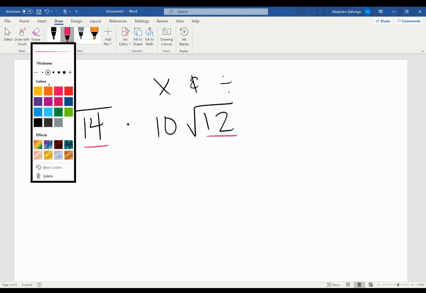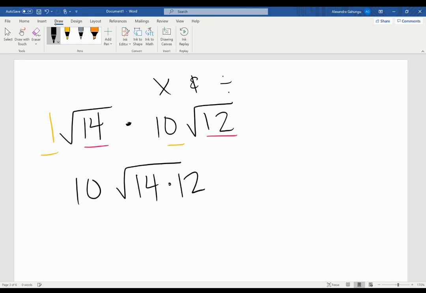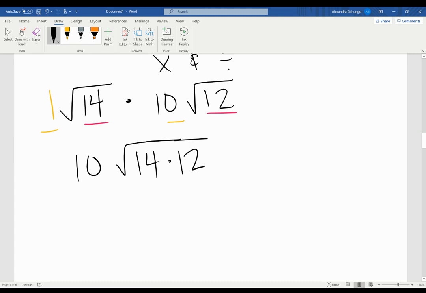And it's kind of like having a coefficient here. We've also got a 1, so the 1 and the 10 can play together. So 1 and 10 give me 10, and I'm multiplying. We're looking at the product. And 14 and 12, I do not actually like fully multiplying it because I'm going to just then break it up again. So I just leave it as 14 over 12. And now we want to simplify.